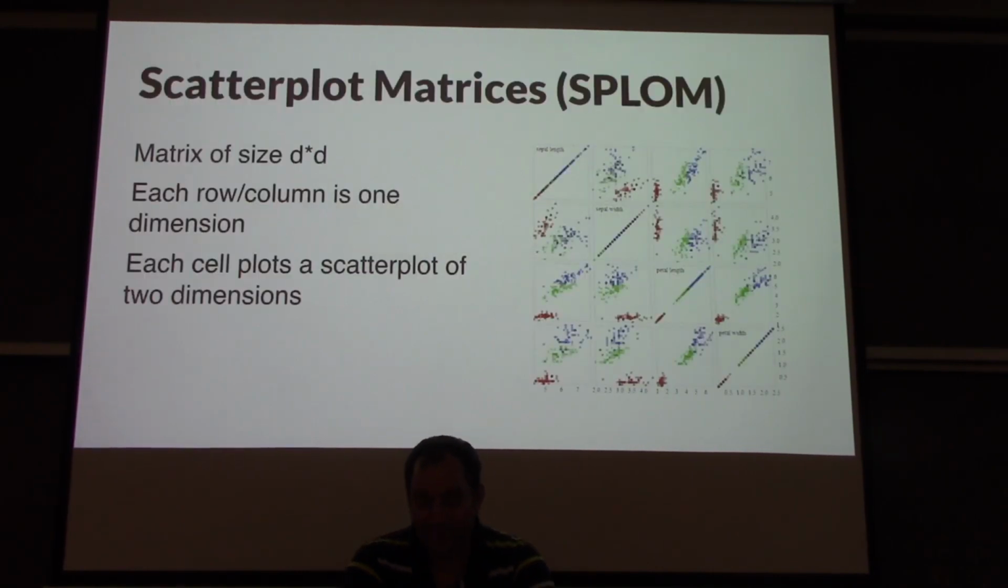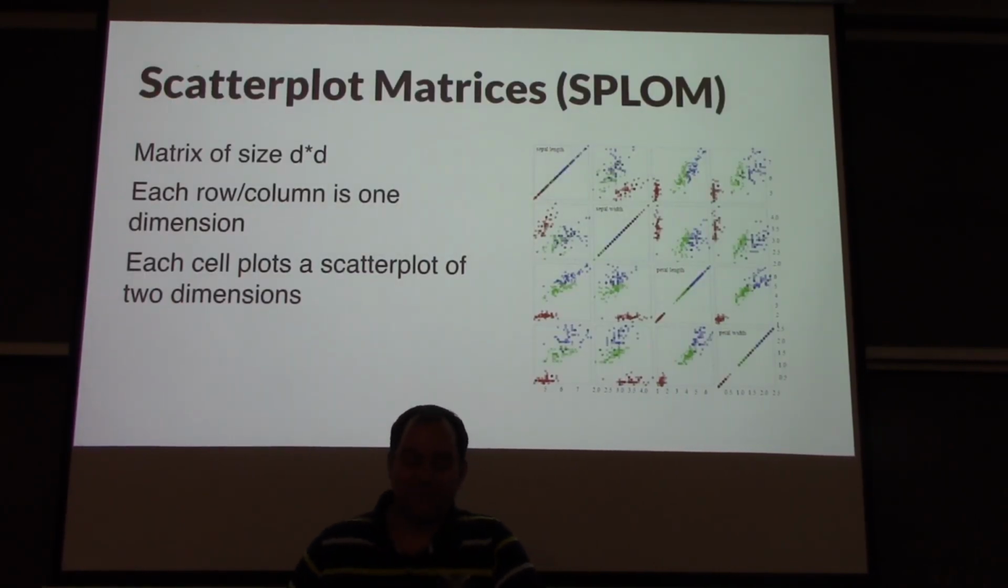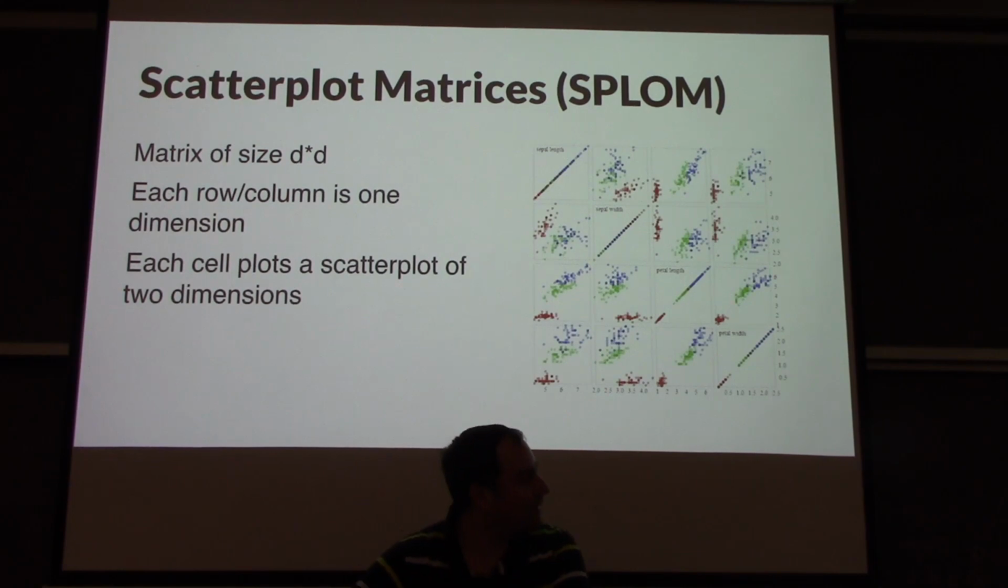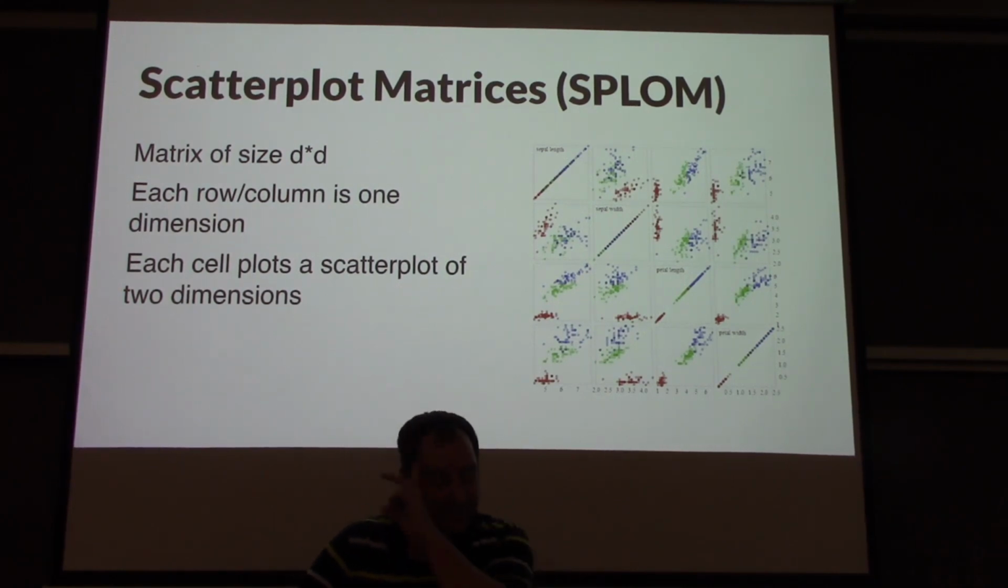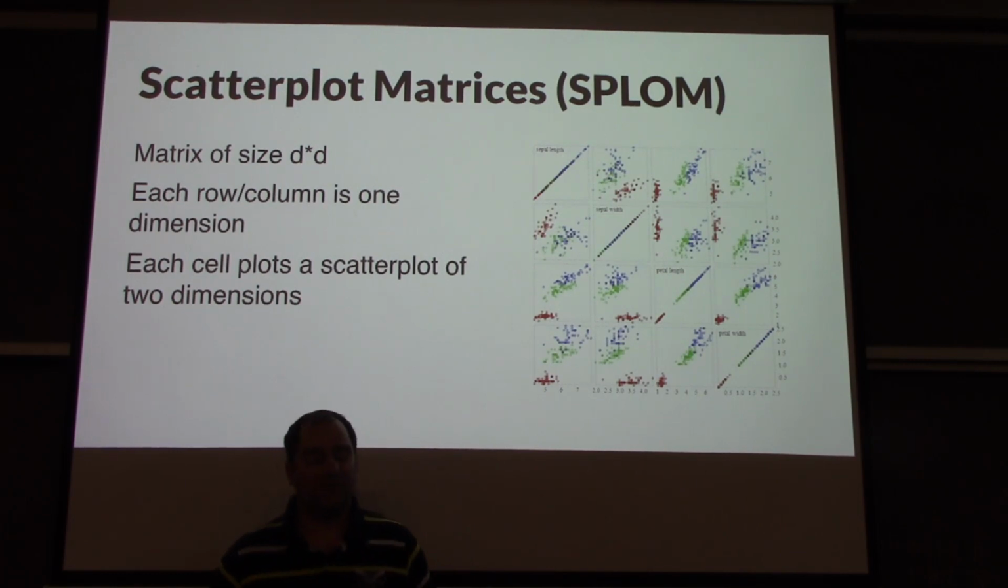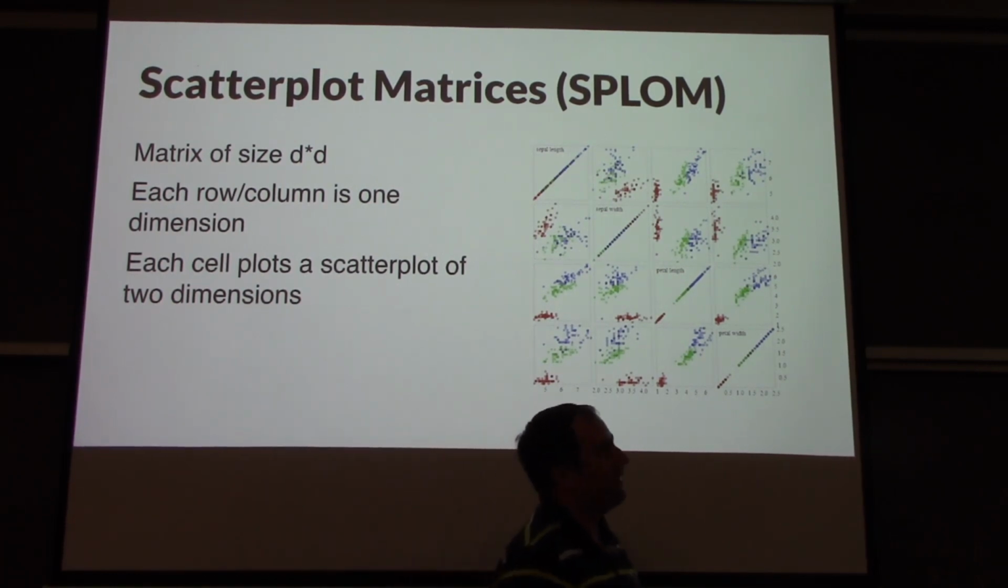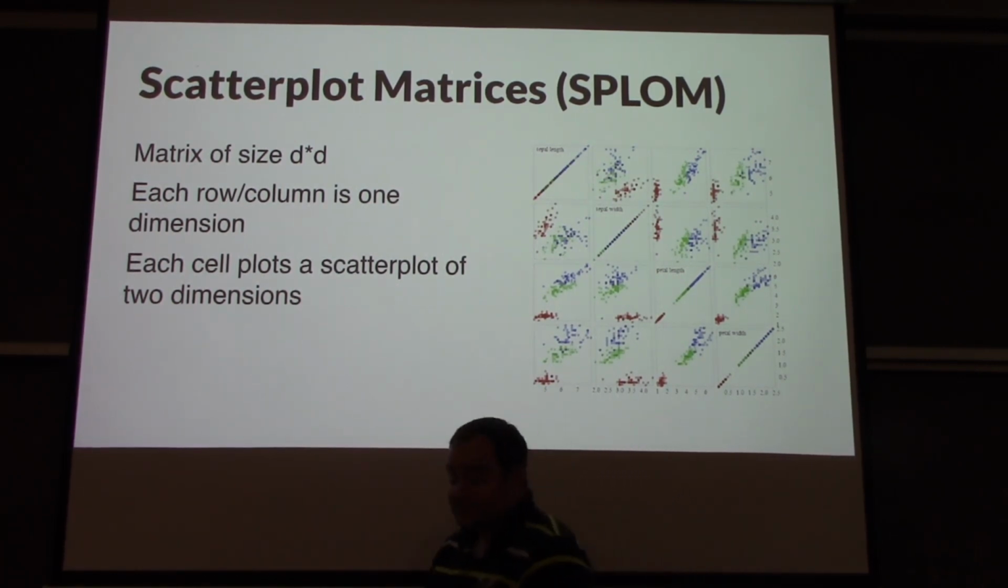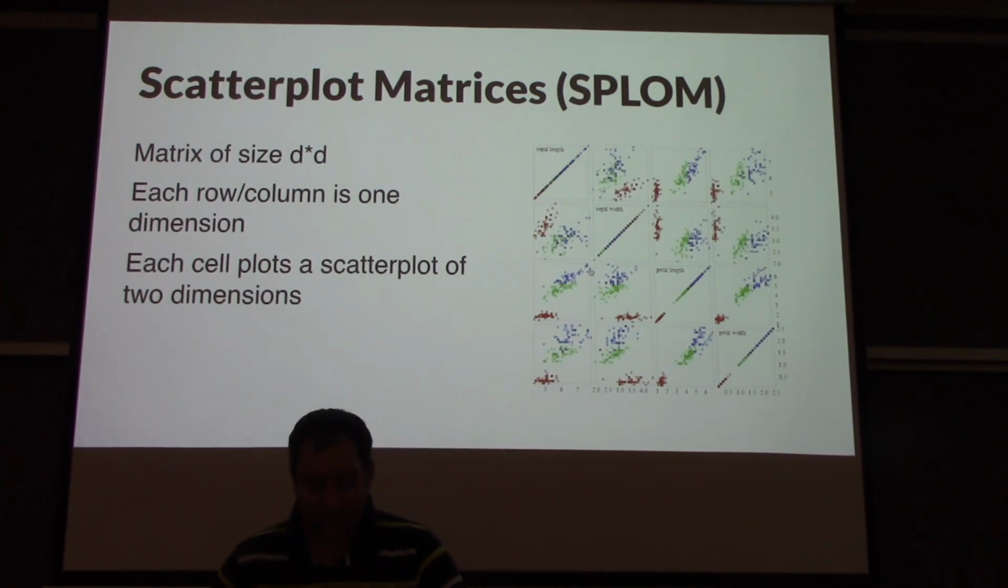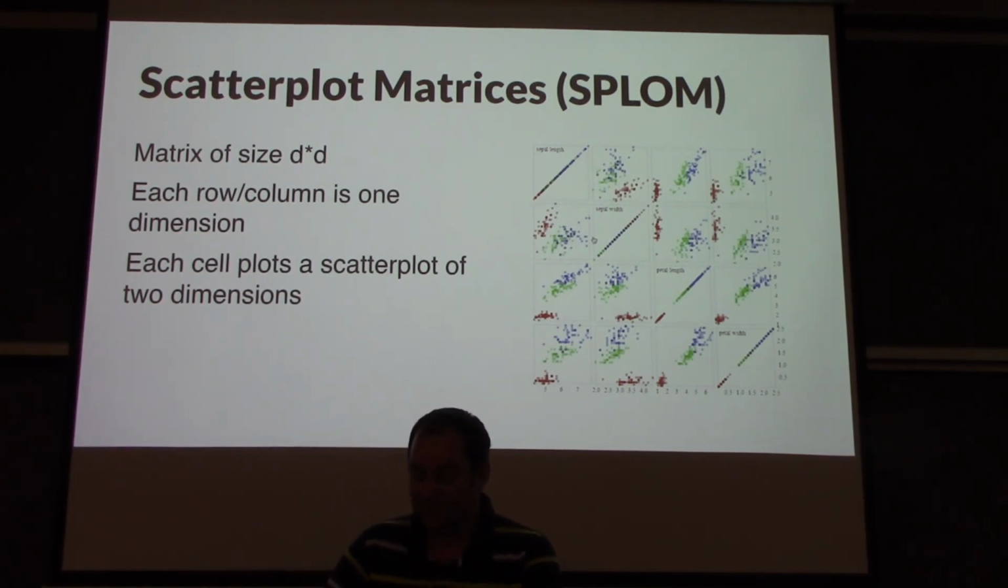Okay, let's talk about the scatterplot matrix first. The scatterplot matrix, which people also call SPLOM, is a matrix of size D by D, where D is the number of dimensions. Each row and each column is 1 dimension, and each cell plots a scatter plot of 2 dimensions, where you can then easily compare those 2 dimensions. This here is the classical flowers data set that is used in machine learning a lot, with sepal length, sepal width, petal length, and petal width.